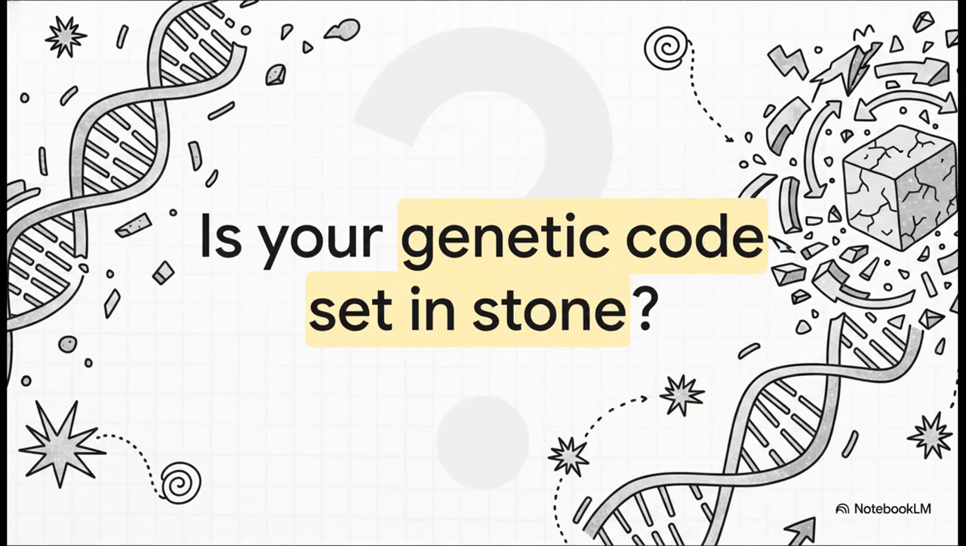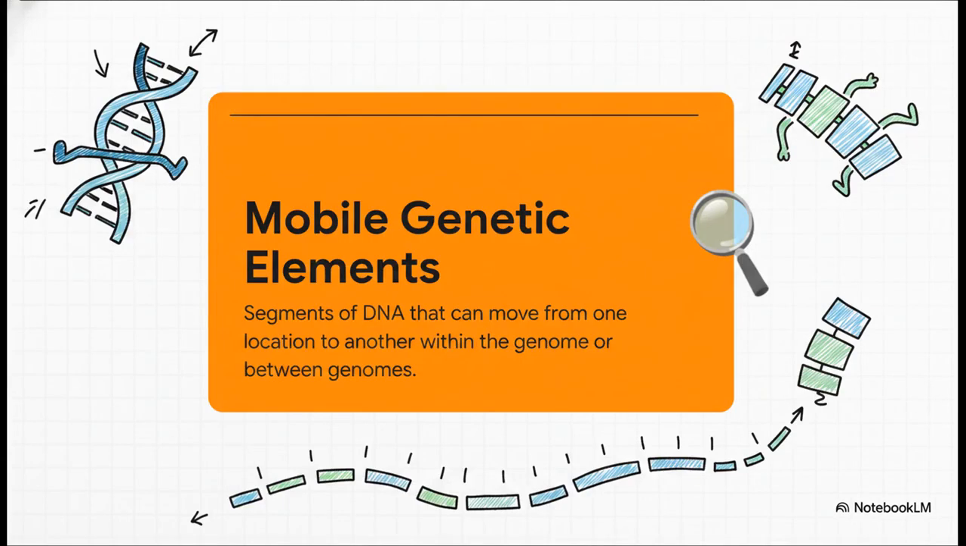So let's just start with this huge question. For a long, long time, we all thought the answer was a definite yes. But it turns out the reality is so much more dynamic and, honestly, a little bit chaotic. The agents of all this change are called mobile genetic elements, or MGEs. And their nickname, jumping genes, is, well, it's perfect. They are literally pieces of your DNA that can get up and move from one spot to another.